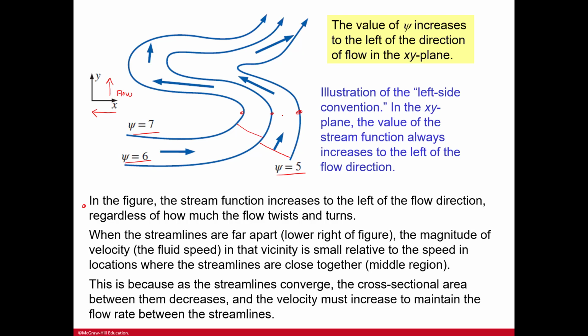So think of how a nozzle operates. Because the streamlines are in a converging pattern, as they converge, the cross-sectional area between them decreases. So the cross-sectional area gets smaller, and the velocity must increase to maintain that flow rate between the streamlines. So here it's getting much smaller, so the flow is starting to increase here. But here it's getting much bigger, so you don't need as much, and then it starts to converge again.